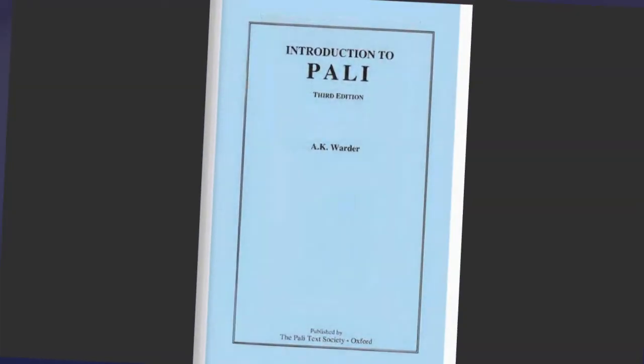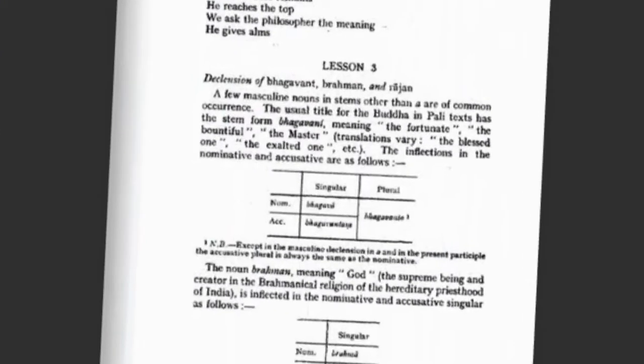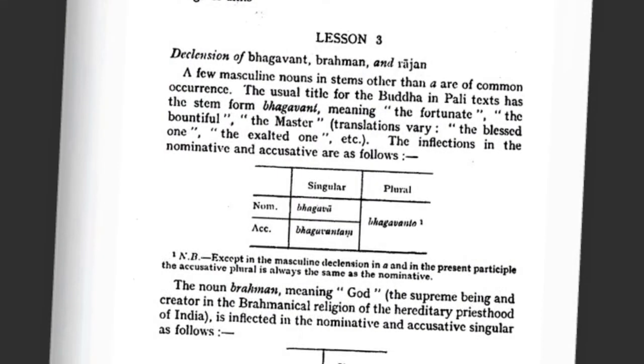Hello, and welcome to this, the third lesson of A.K. Warder's Grammar Guide, An Introduction to Pali. Lesson 3 is actually really short, covering the declension of just a few common nouns, and then the 7th verb conjugation class. So let's go through it.